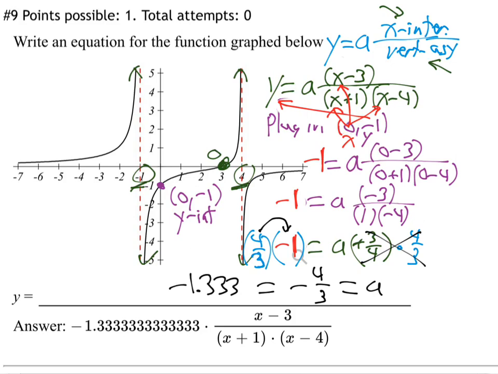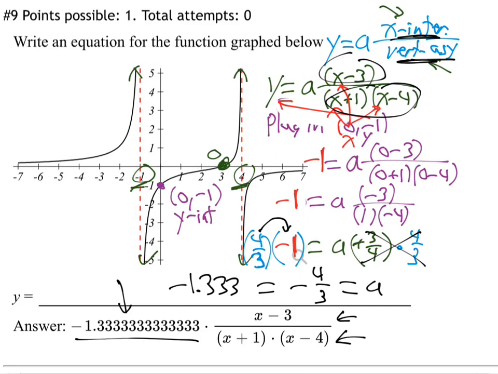-1.33333. So you can see the answer they got right there. -1. I don't know how many 3's they make you do. And then we have the x minus 1 on the top and the x plus 1, x minus 4 on the bottom. There is our answer. So it's pretty much like the last one. Just remember, x-intercepts on the top, vertical asymptotes on the bottom. You can put that right in your card for the exam.